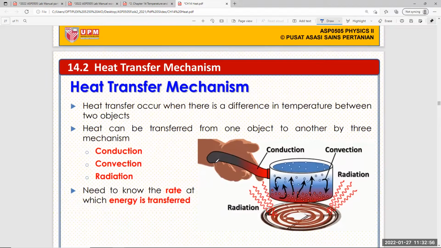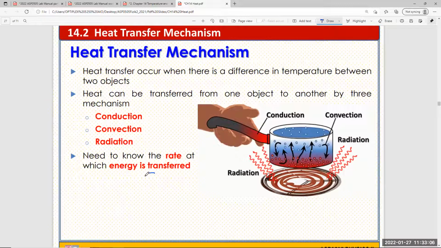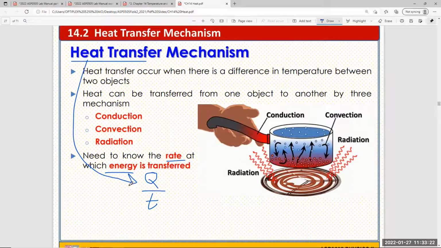And the first one is what I mentioned just now. For the three cases, the important thing is what we call the rate of energy transfer. The rate of transfer is of the heat energy, Q. When it comes to rate, we divide by time. So this is what we call rate. The term heat transfer is more about the rate.